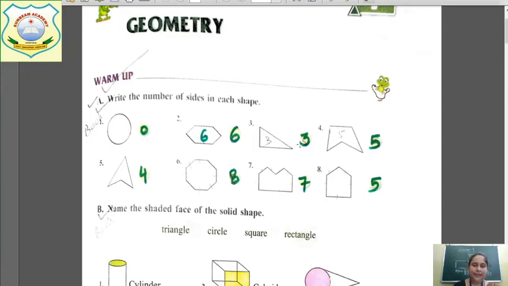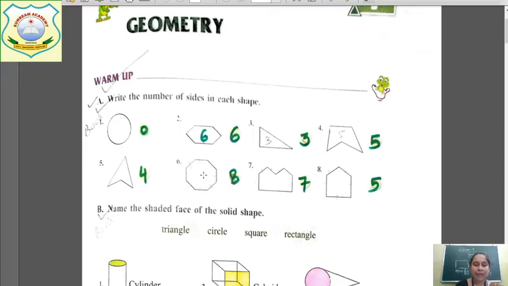Done everyone? Completed? Now come to the fourth figure. Now in fourth figure, how many sides are there? See, 1, 2, 3, 4, 5. So there are 5 sides in this figure. So write down 5, all of you. Completed. Now come to the question number 5. Now count the number of sides with me. Okay. 1, 2, 3, 4. So there are only 4 sides in figure 5. So write down 4. Everyone write it with the help of pencil.